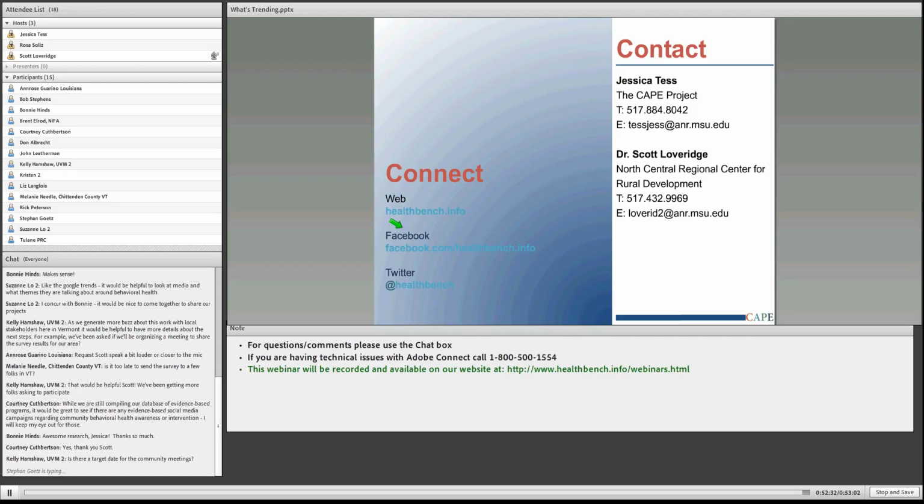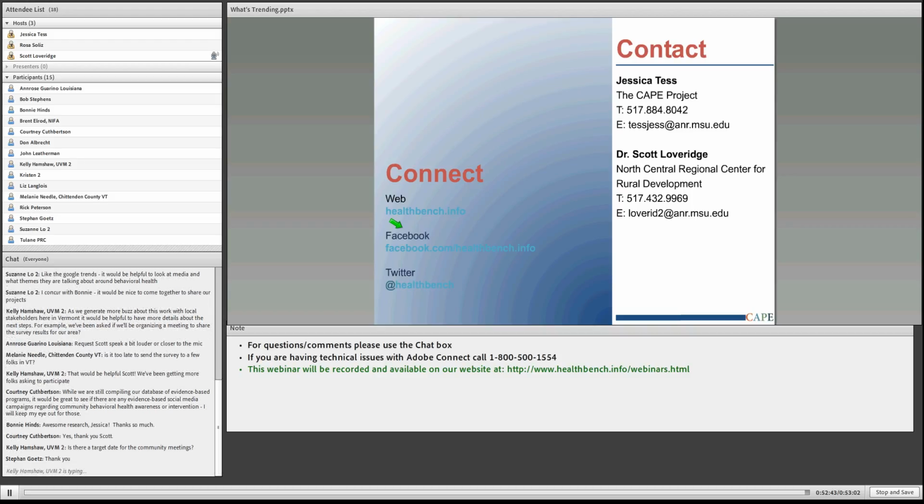Kelly wants to know the target date for the community meetings. We need to get a little bit further into the survey. We need to figure out when the surveys are going to close to be able to set those dates. So that's why we're hedging our bets a little bit there, because we need to see how the responses are doing. But that will be coming soon.